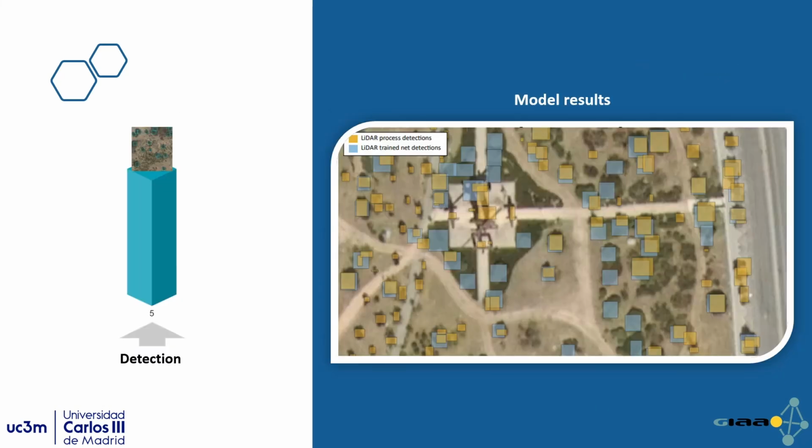The resulting model is applied on another image of the area, detecting the trees. Here, we can see a comparison of the results between the LiDAR detections model, in yellow color, and the one created from these detections, in blue color.